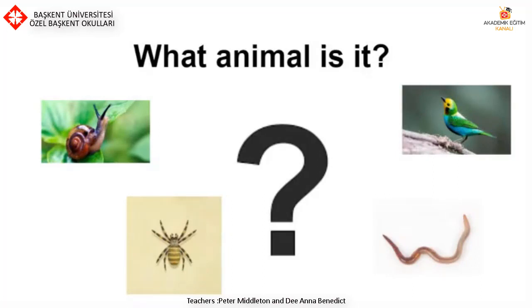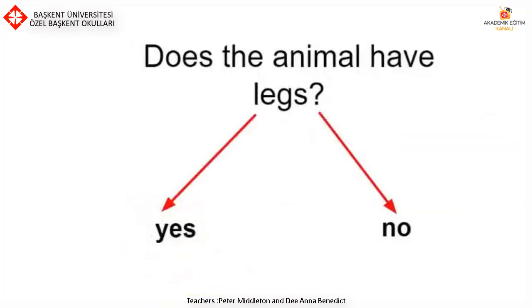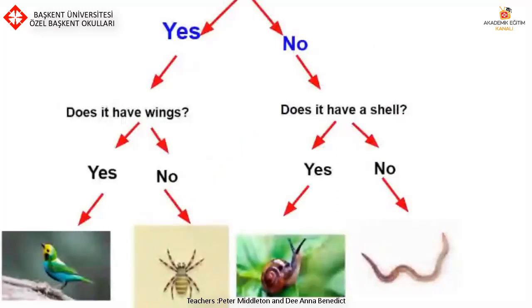Let's look at these animals. Can you name these animals? What animals are they? So let's think, which of these animals have legs? Does the animal have legs? Yes or no? What do you think? Then does it have wings? Yes or no? Look at the options. If you said no, does it have a shell? Yes or no? You can see these animals are under yes or no for these questions.